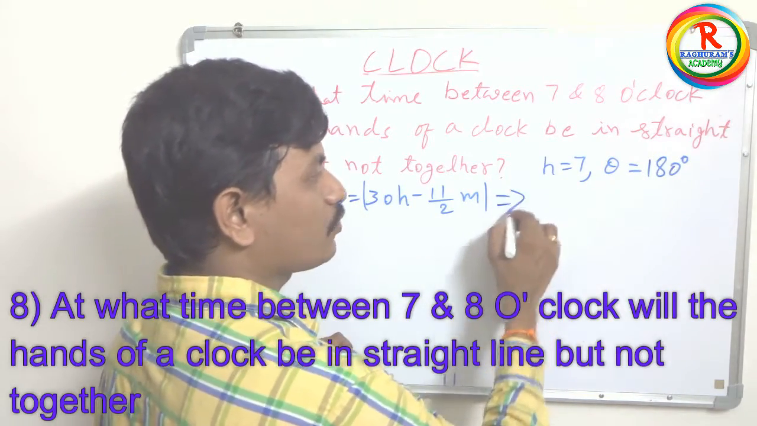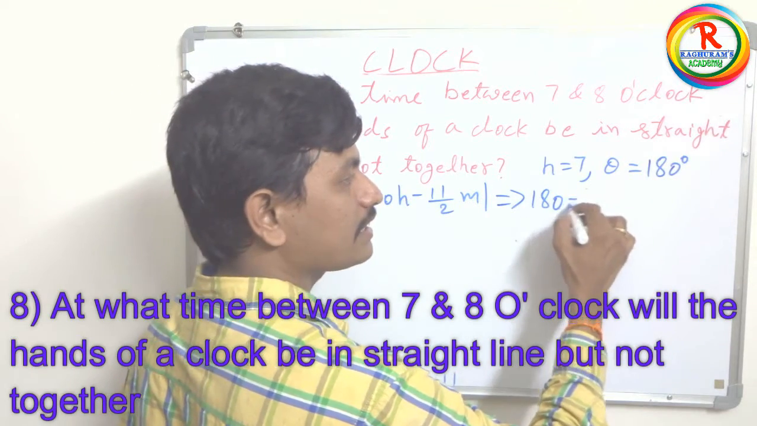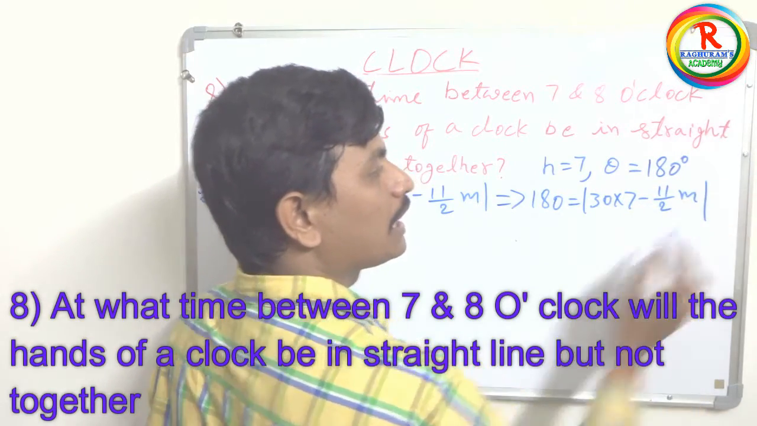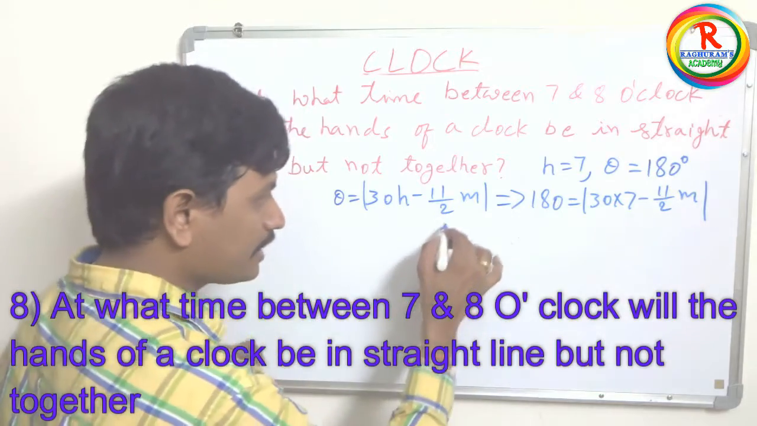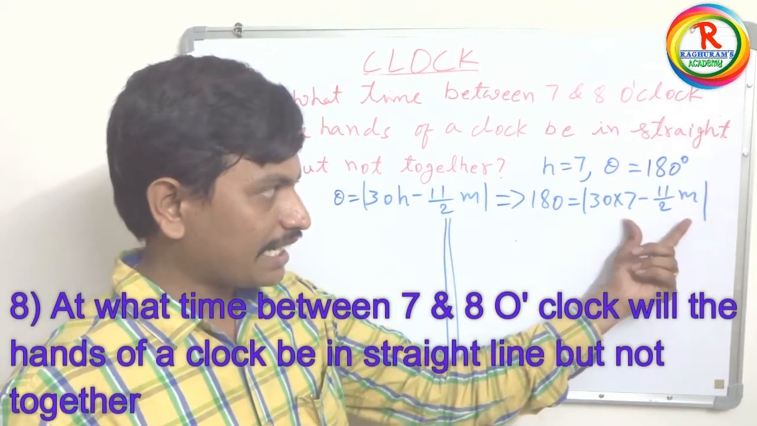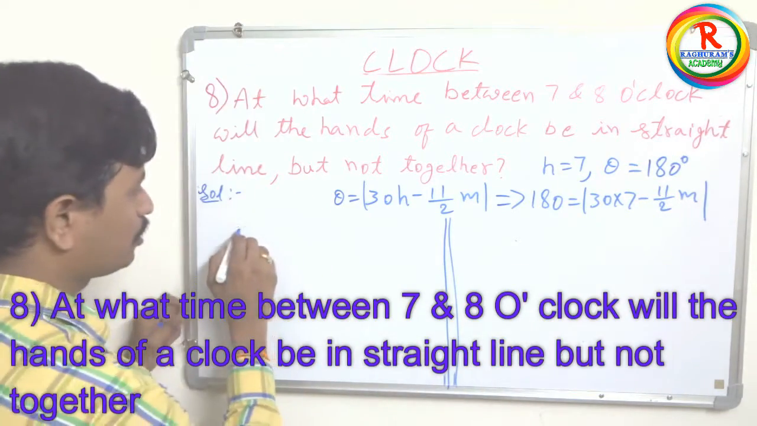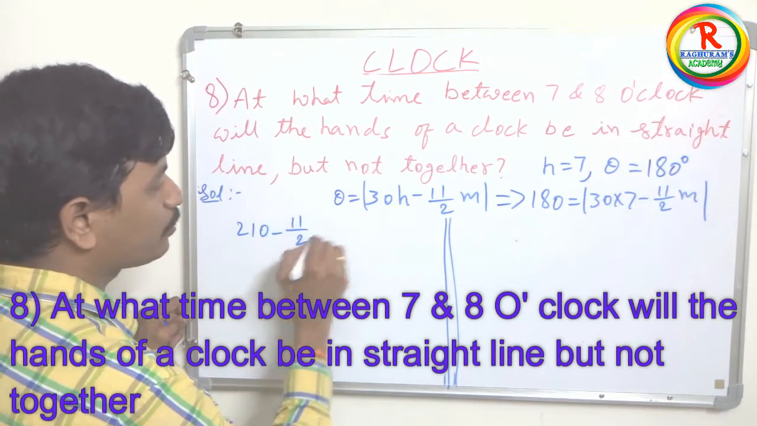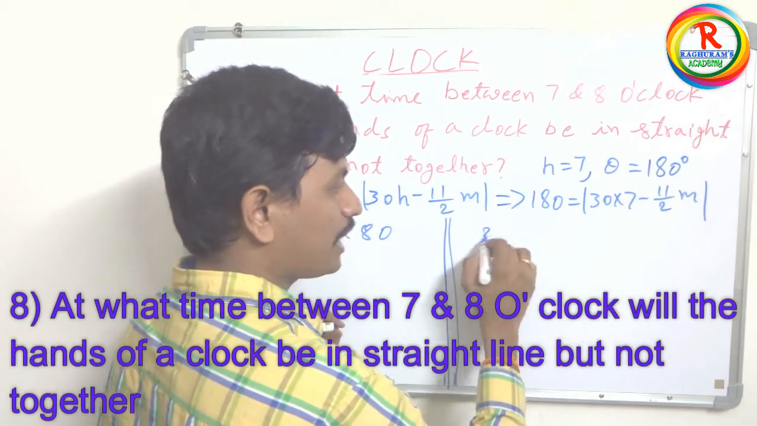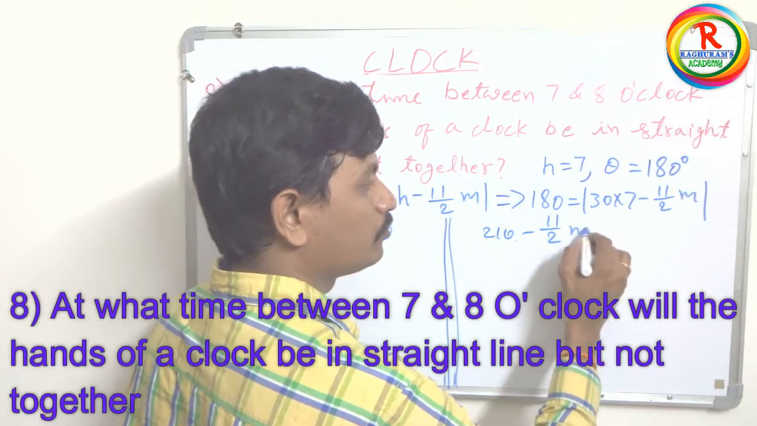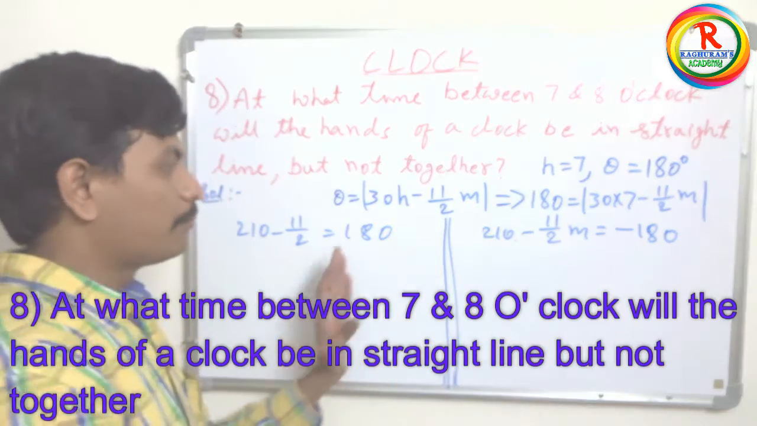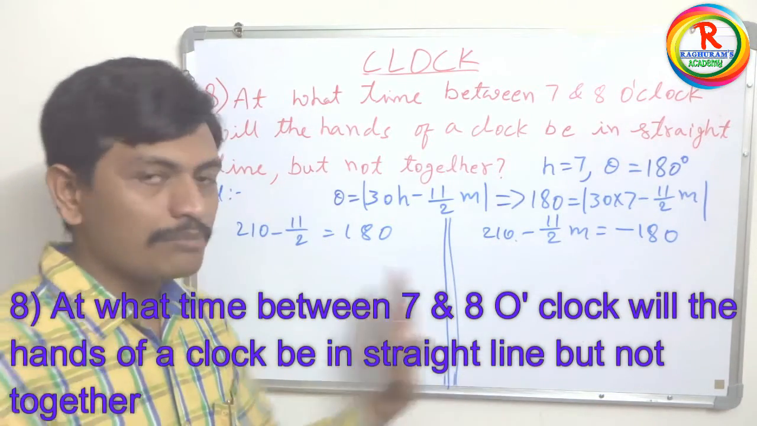So what is theta? 180 degrees is equal to 30h, where h is 7, minus 11 by 2 m. We don't know m, we need to find m. Here I'll divide it into 2 parts and remove the modulus. First I'll write the right hand side: 30 times 7 is 210, 210 minus 11 by 2 m is equal to 180. First I'll take positive, another time 210 minus 11 by 2 m is equal to minus 180. In this type of problem we take 2 parts, plus 180 and minus 180. One of them will be the correct answer.